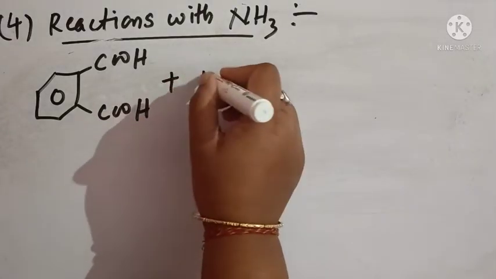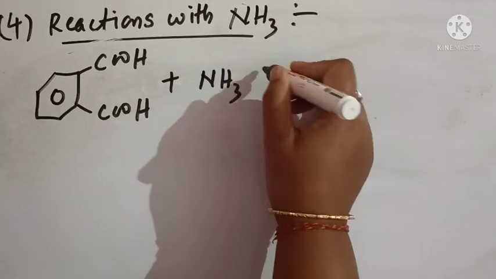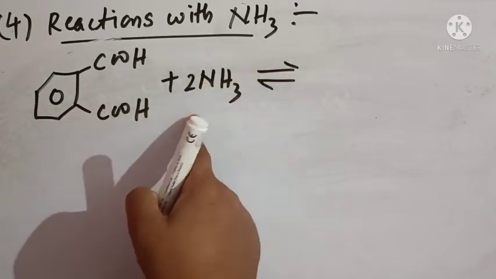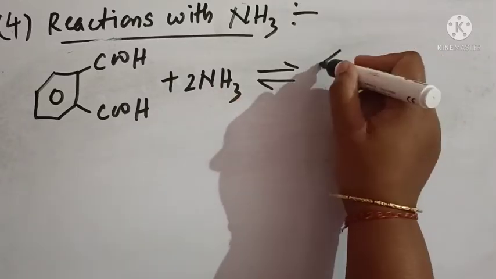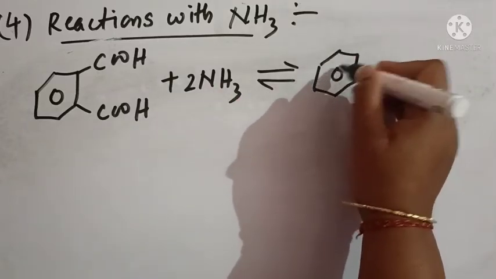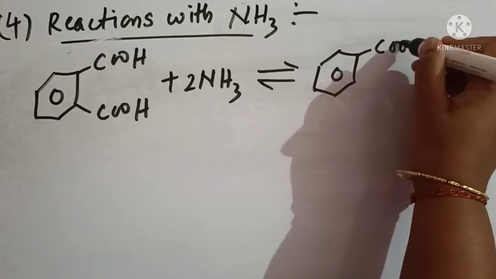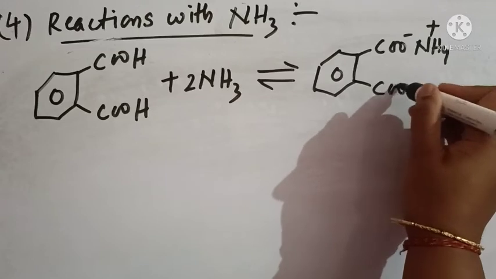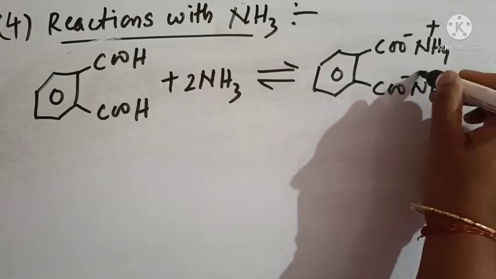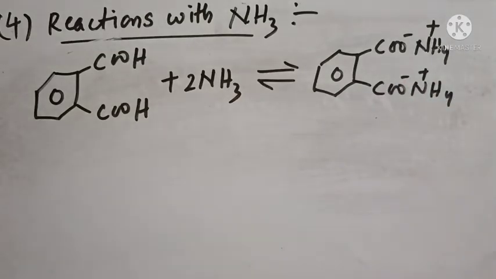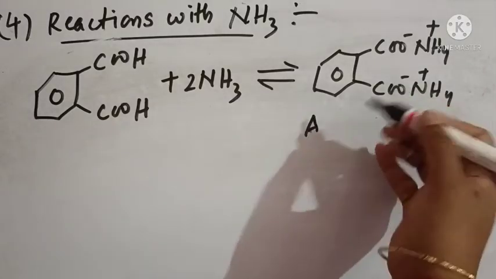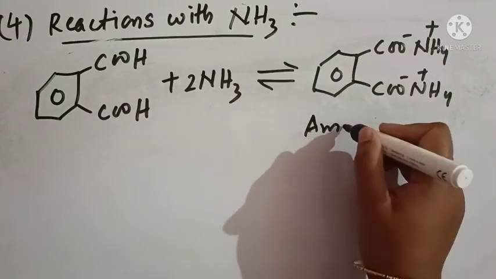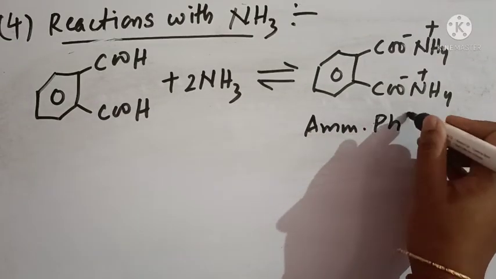When it is treated with ammonia, as two carboxyl groups are there, it will react with two molecules of ammonia and give COO⁻ NH4⁺ on both sides. It will basically give the ammonium salt of the carboxylate, that is, ammonium phthalate.